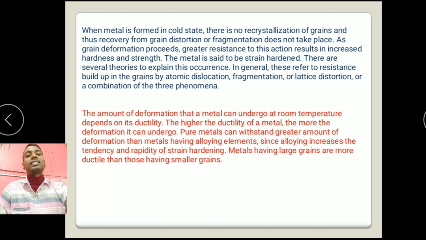The metal is said to be strain hardened. There are several theories to explain this occurrence. In general, these refer to resistance build up in the grain by atomic dislocation, fragmentation, or lattice distortion, or a combination of these three phenomena. The amount of deformation that a metal can undergo at room temperature depends on its ductility.